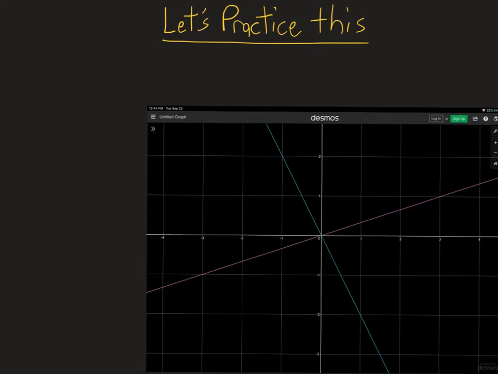So what is the steepness of the purple line? What is the steepness of the blue line? Go ahead and count and write it out. Go.